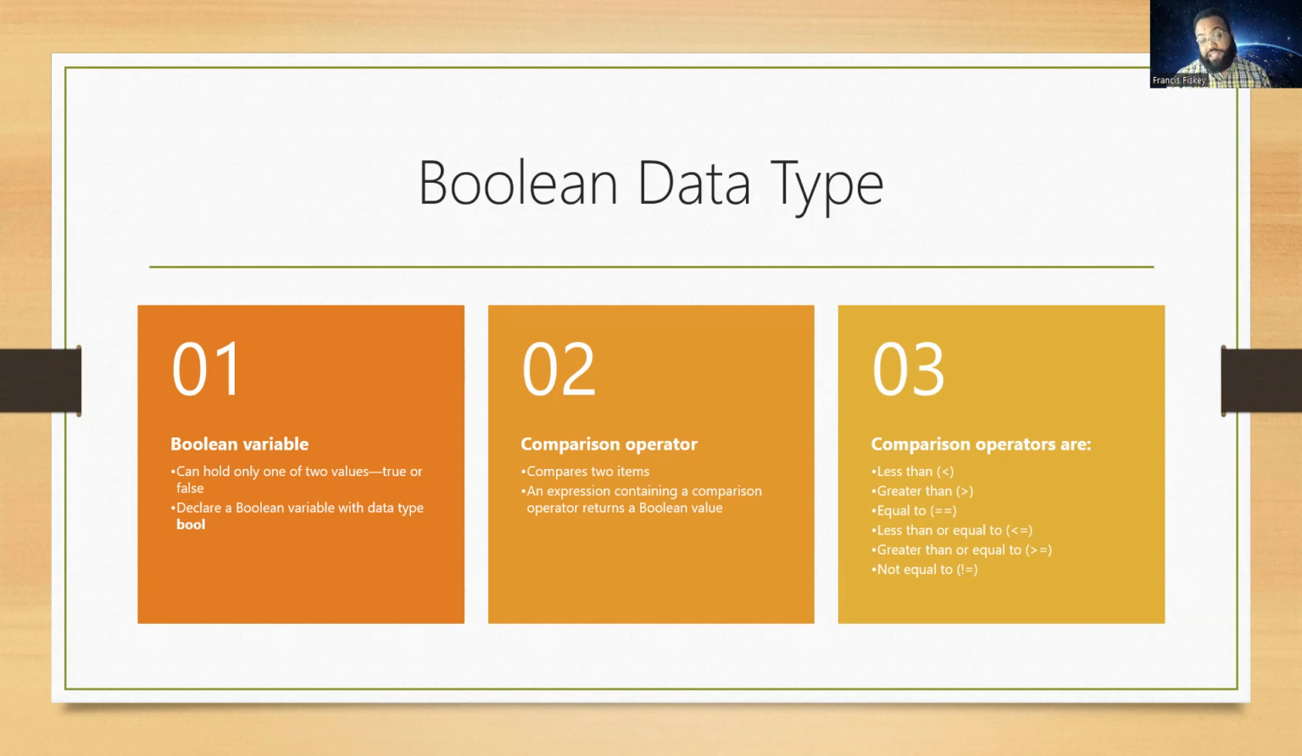So, as I said, a Boolean value is true or false. Theoretically speaking, and literally speaking, it can only hold two values, true or false. And if you want to declare a Boolean variable, you must do it with the data type bool. One way to get a value into a Boolean is to compare two items, two objects or variables, and ask the question, do they equal?